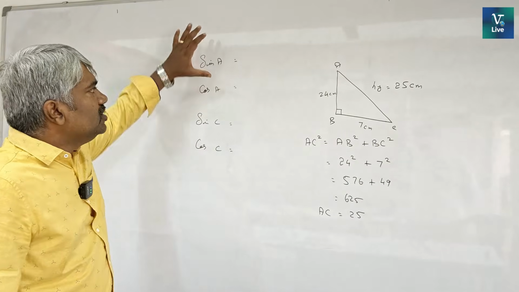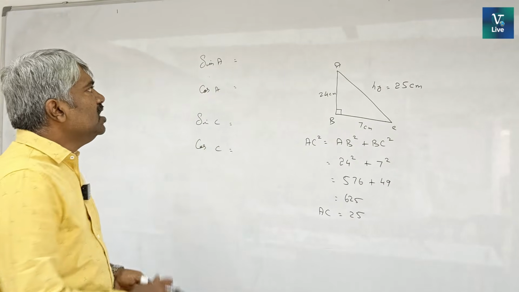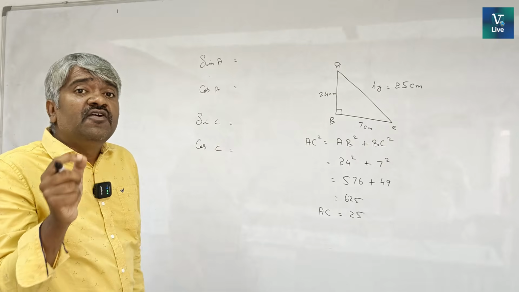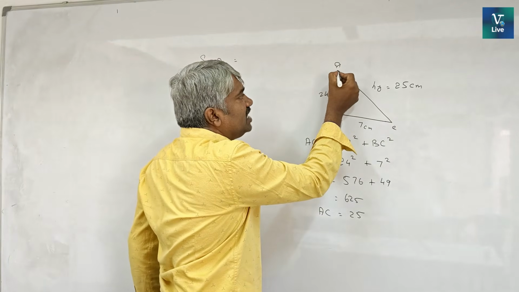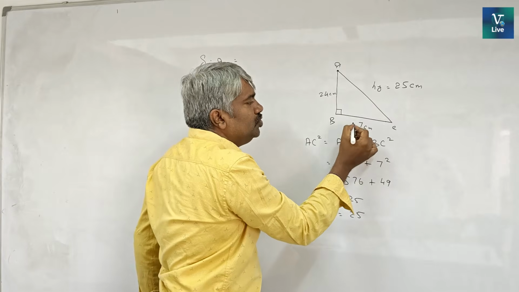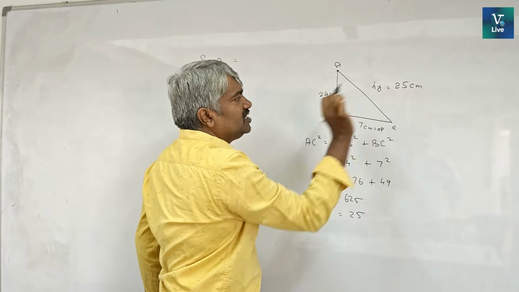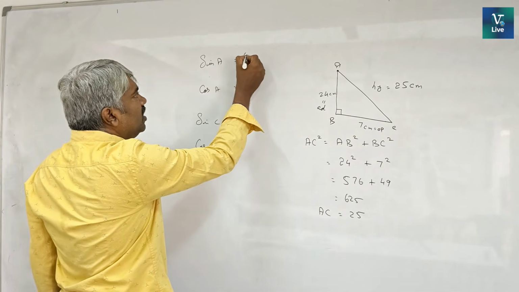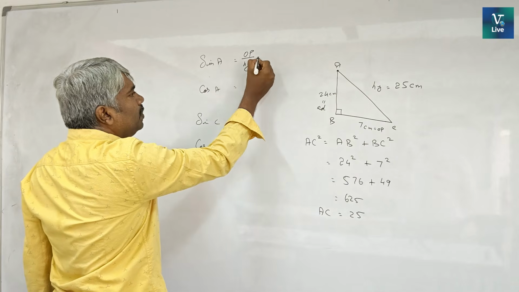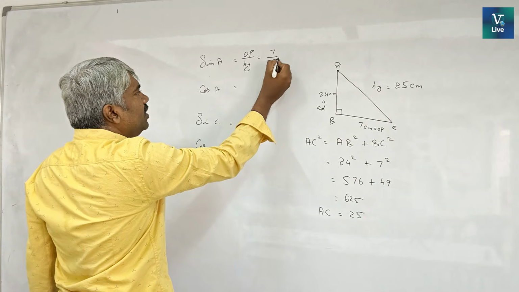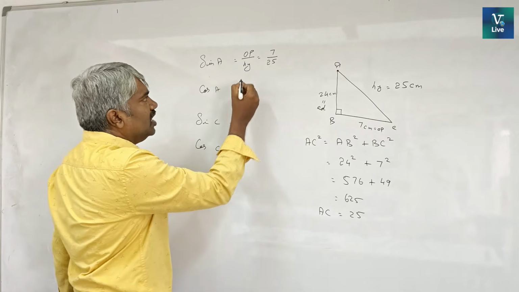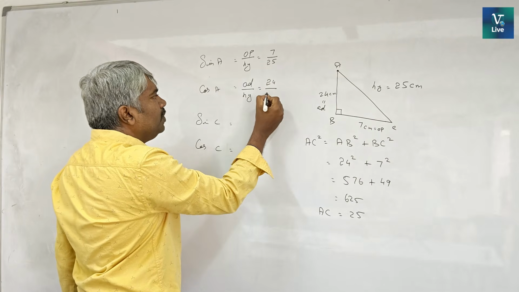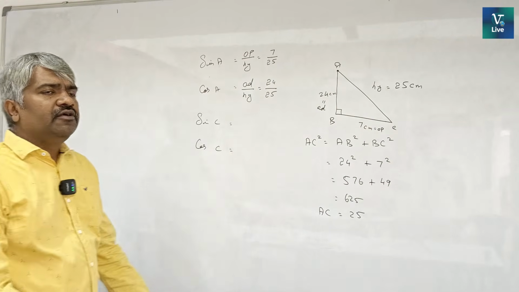Now, we are going to find the solution for all the required data. Sin A. What does this A represent? A represents the vertex where you are standing. Suppose when you are standing at A, the side opposite to you is the opposite side, whereas this is hypotenuse and this is adjacent side. So what is the sine formula? Sine formula is opposite by hypotenuse, which is 7 by 25. What is cos A? Adjacent by hypotenuse, whereas adjacent is 24 and hypotenuse is 25.